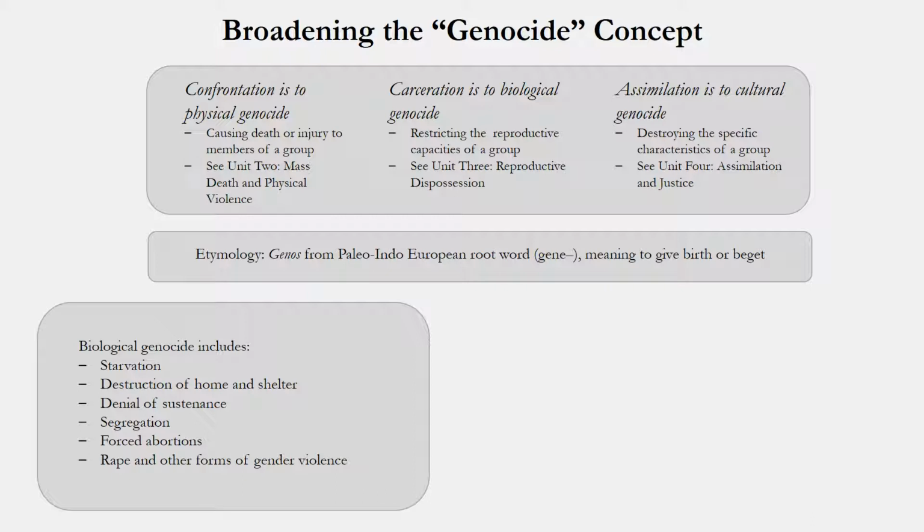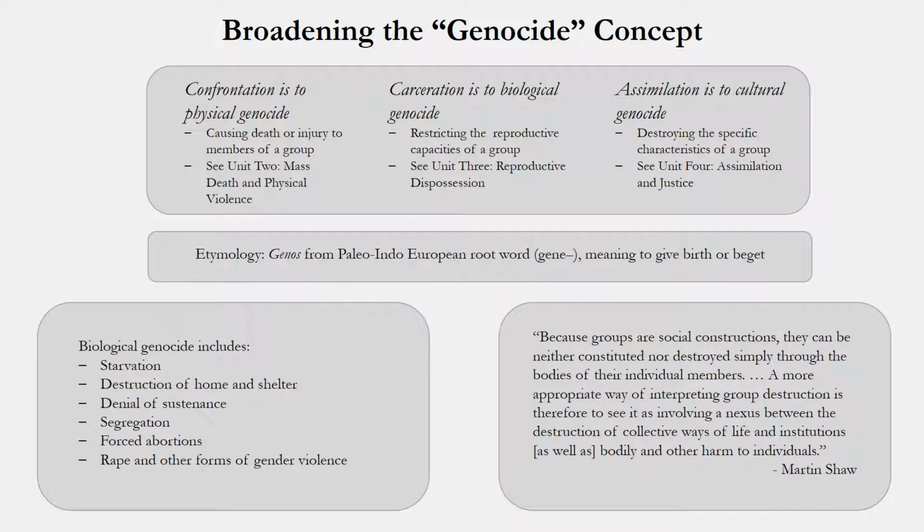Remember, a genos is more than the sum of its parts. It's not just individuals that make up a group, but also symbols, institutions, and habits that are collectively shared. These are all targets of genocide. And as you see here in this quote from Martin Shaw, because groups are social constructions, they can't be completely destroyed just through the killing of individuals. So for this unit, I'm encouraging us to adopt a broad sociological perspective of genocide based on this idea of social destruction, or the destruction of a people and their way of life.